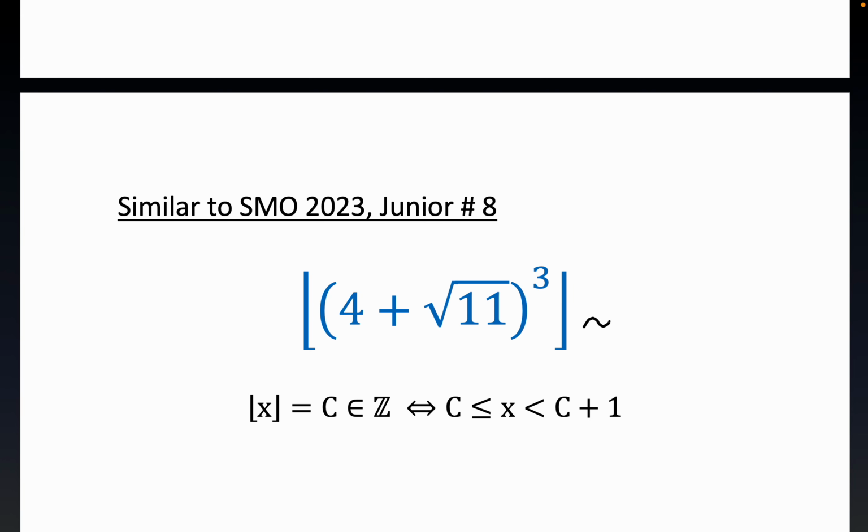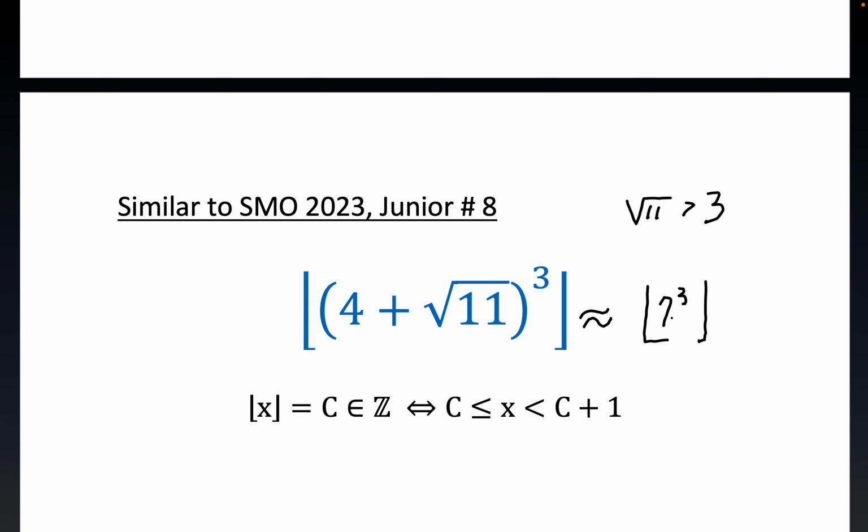Everybody, this is a problem that's similar to SMO 2023. Now notice that what we're trying to evaluate is a floor function. And notice right off you can get a decent estimate by just noticing that this is approximately equal to the floor of 7 cubed. The reason is the square root of 11 is slightly bigger than 3, right? Square root of 9 being 3, so the square root of 11 is slightly larger than 3. And so we have this approximation right here already.